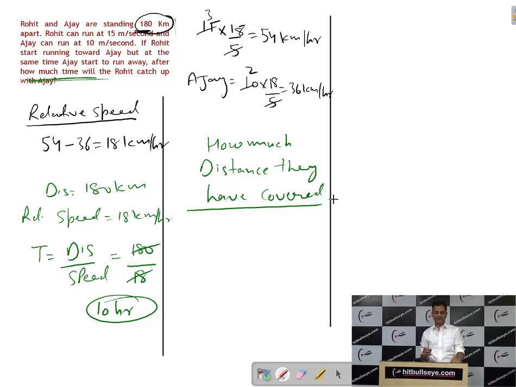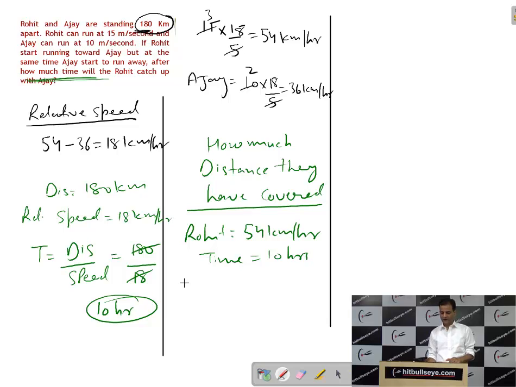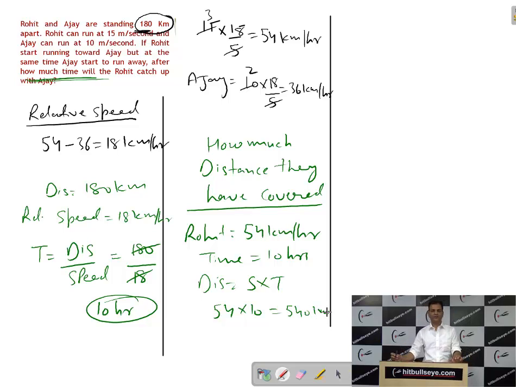How much distance they have covered? Now what is the speed of Rohit? Speed of Rohit is 54 kilometer per hour, students, and time Rohit has taken is 10 hours. So what is the distance? Speed into time. So it will be 54 into 10, that will be 540 kilometer. So distance covered is 540 kilometer.